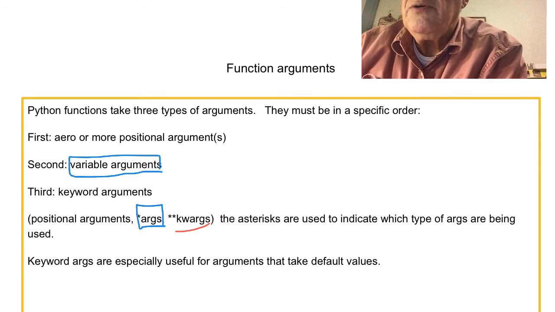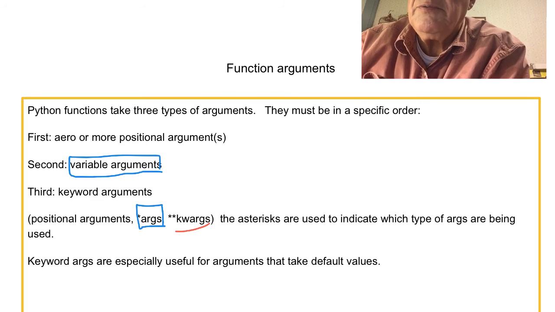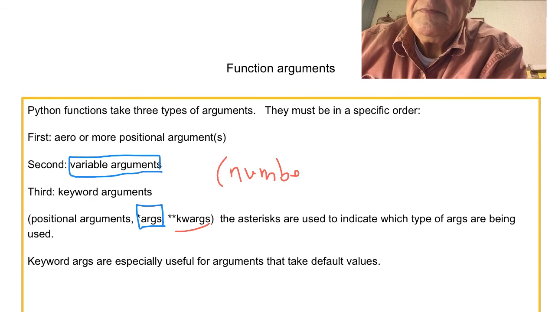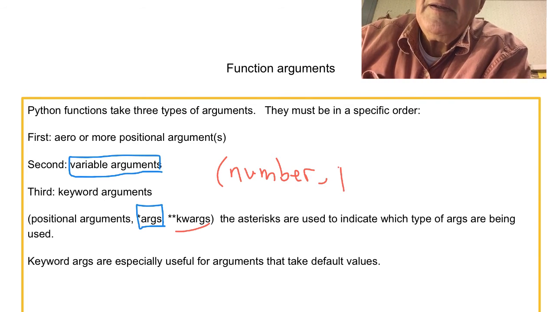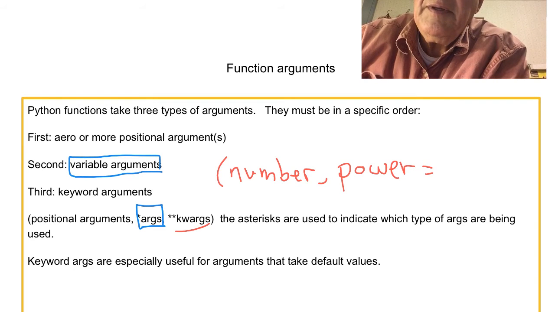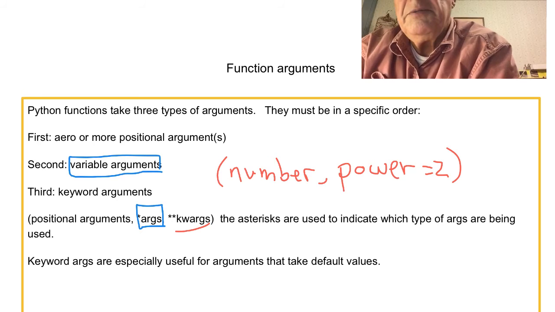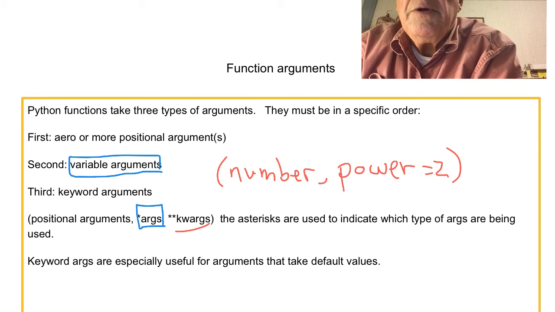So you could, for example, have a function where the argument signature looks like number, which is a positional argument, and power equals 2. The second argument, power, is a keyword because it's got a key equals value set up. And what's good about it is it allows you to specify a default value.